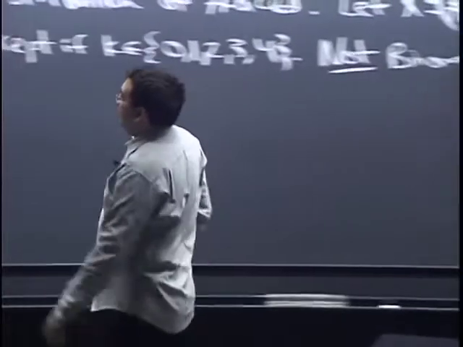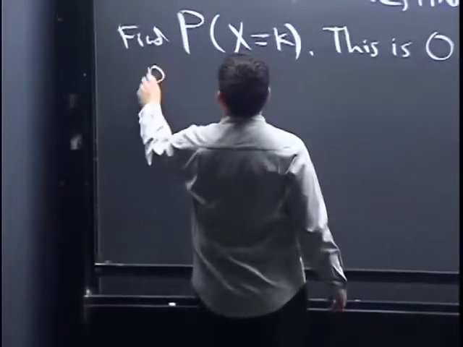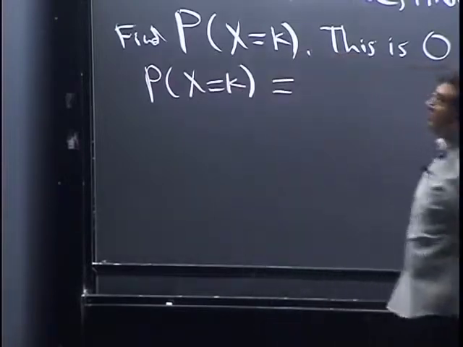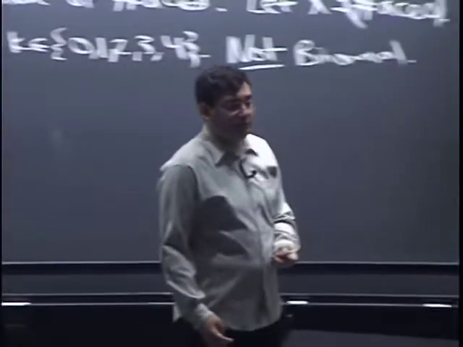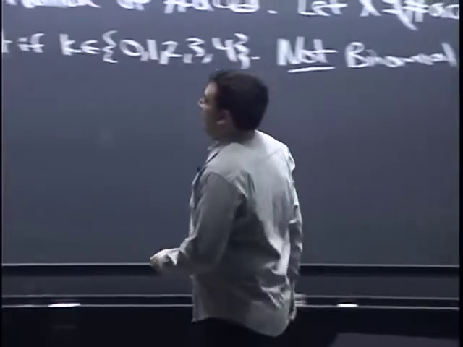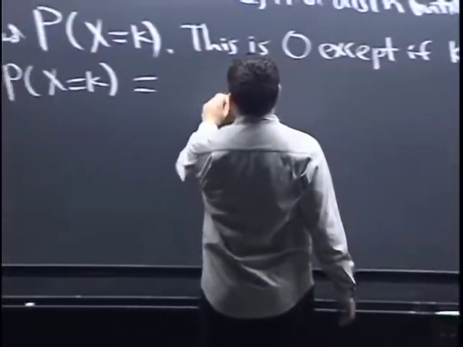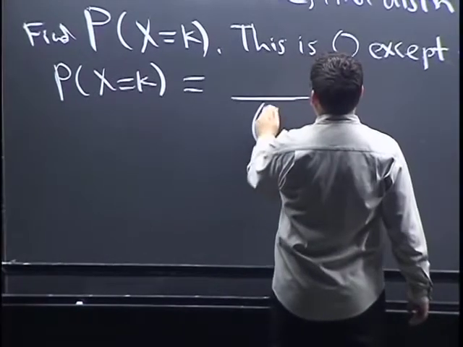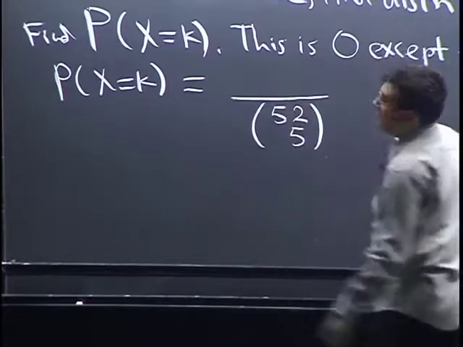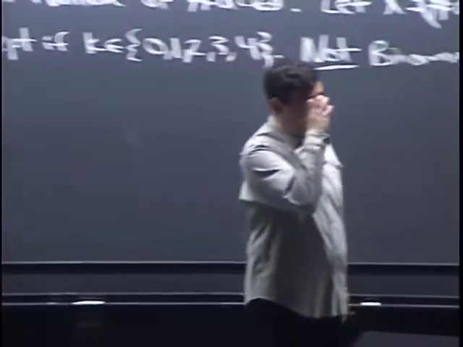But let's just find the PMF by thinking about it. What's the probability that X equals k? Not because we memorized anything, but just by thinking about it. So we can go back to the naive definition of probability, because I said all 5-card hands are equally likely. So there are 52 choose 5 possible hands, equally likely. So we're using the naive definition.